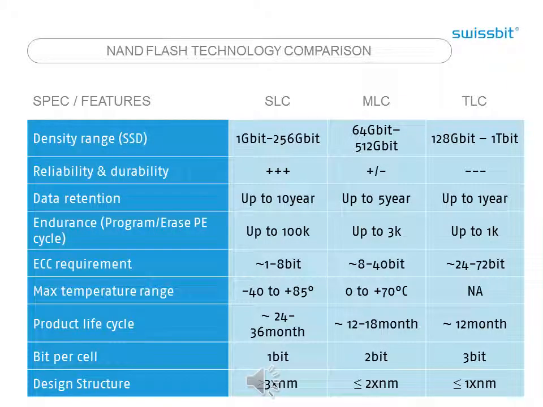This is a comparison sheet for the 3 types of NAND flash technologies from the end of 2012. This outlines the density ranges and performance features such as reliability, durability, data retention, endurance, error correction code capabilities, operating temperature ranges, product lifecycle, bits per cell, and the design geometry the die are produced on by NAND suppliers.